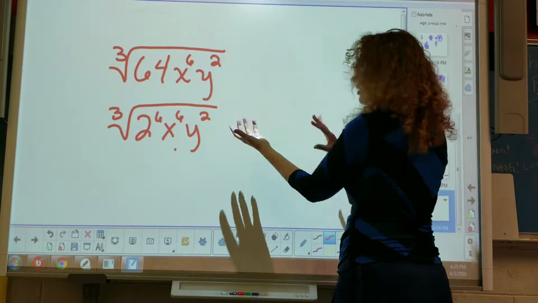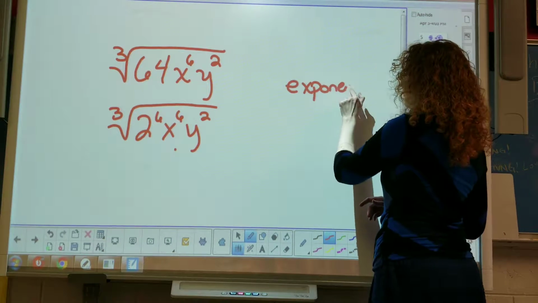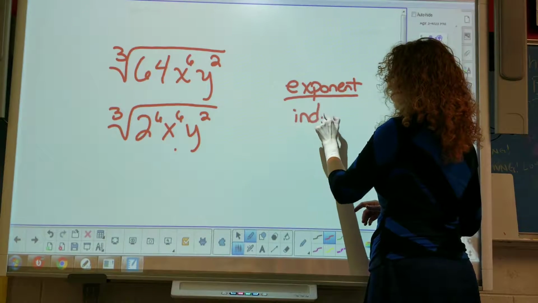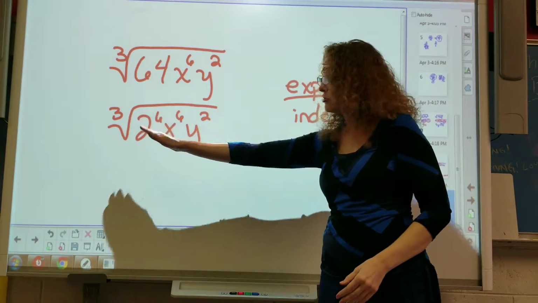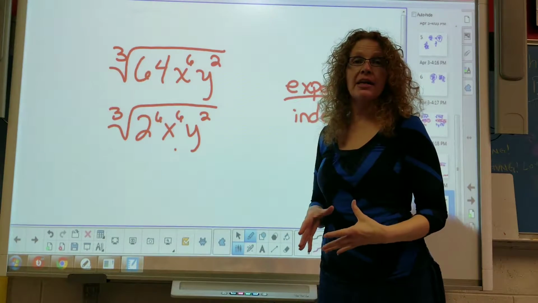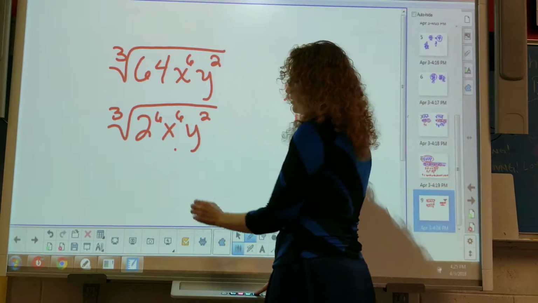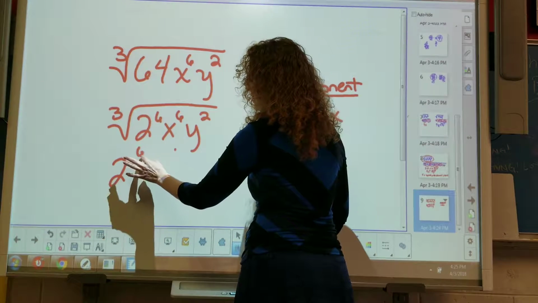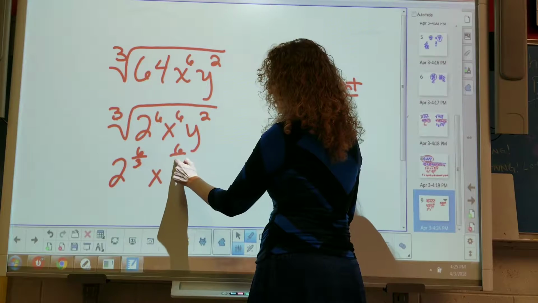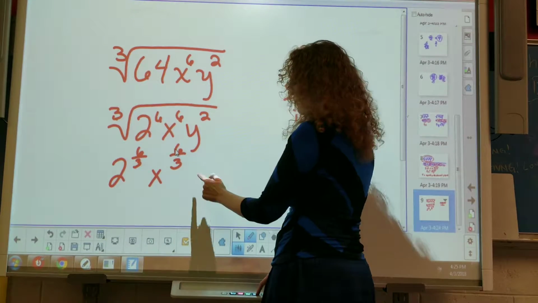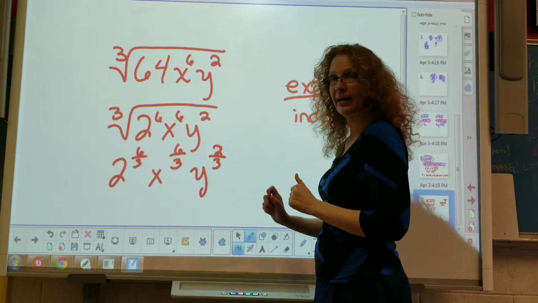Remember we always said when we converted between exponential and radical, it was exponent over index. This is a nice trick. Now, if you are struggling with this trick, stick with just writing it out. It's okay. But if you get on Keystone or something, there's a huge number, this really, really helps. So it's exponent over index. So 2 to the 6th divided by 3, exponent over index. X to the 6th divided by 3, exponent over index. Y to the 2 divided by 3, exponent over index.